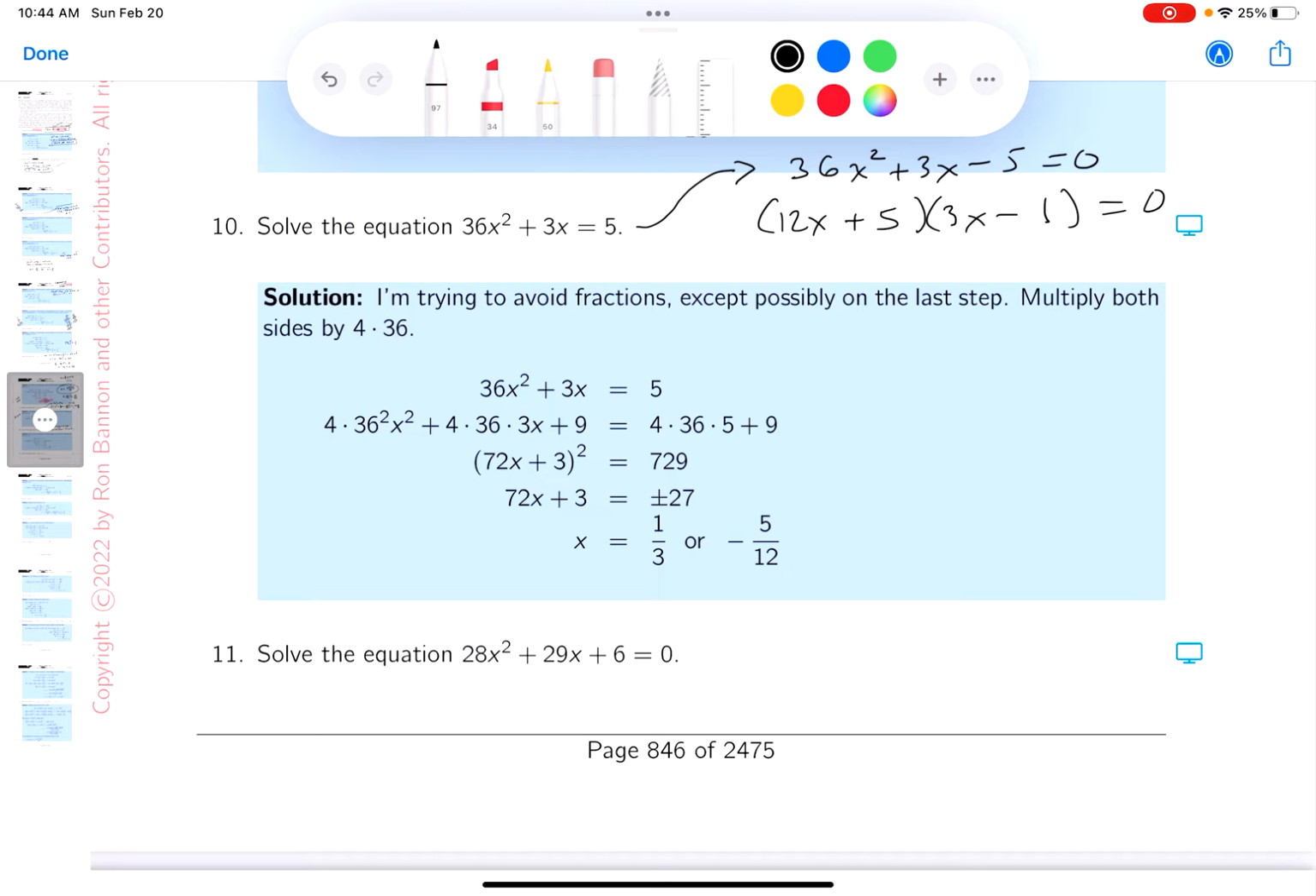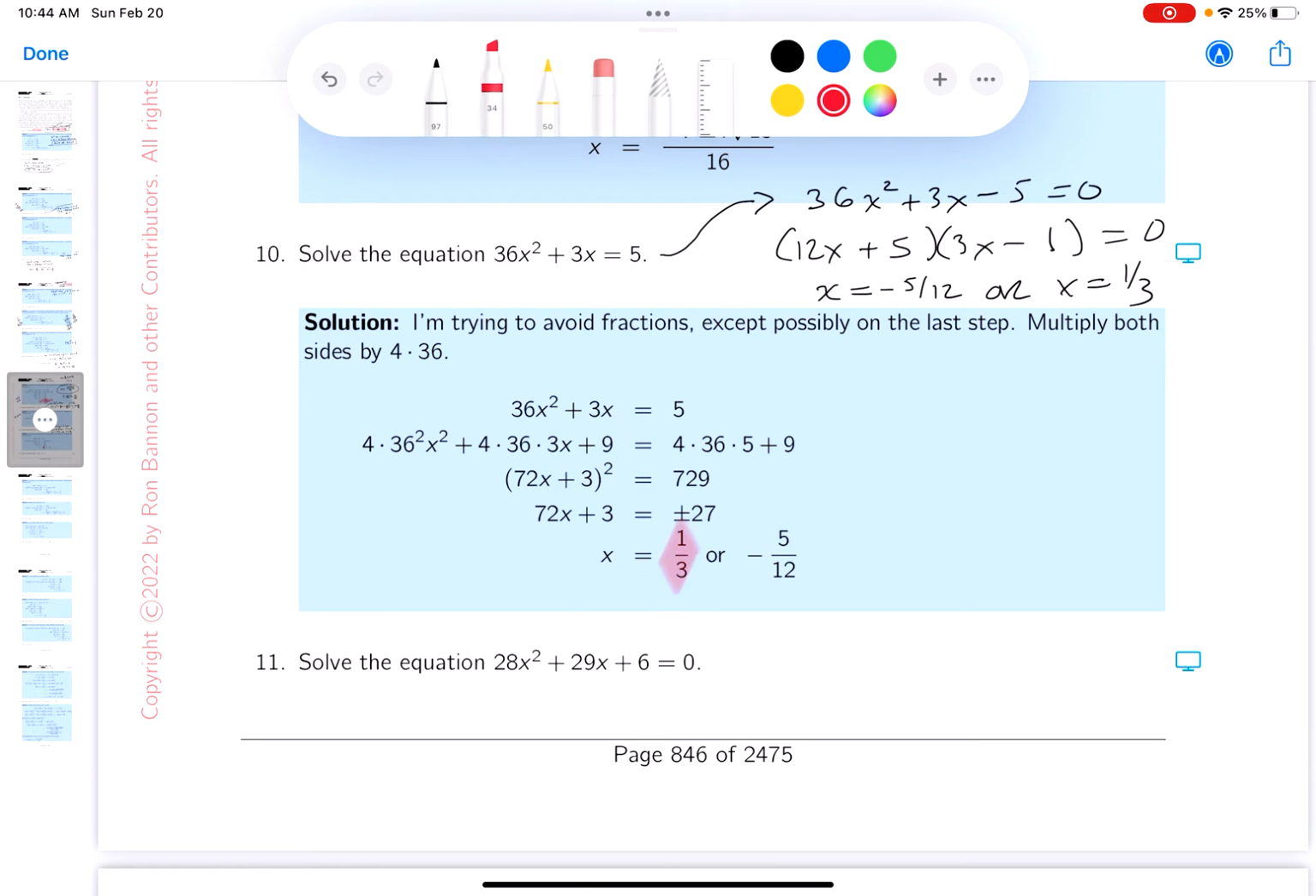So this one worked out pretty nicely. And again, this is my bias. This would be minus 5/12, or x would be 1/3. Again, if you go to the answer key, you should be staring at those answers, 1/3 and minus 5/12. Now, granted, that's my bias, by the way, but here's the deal.